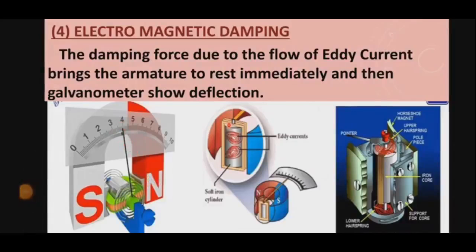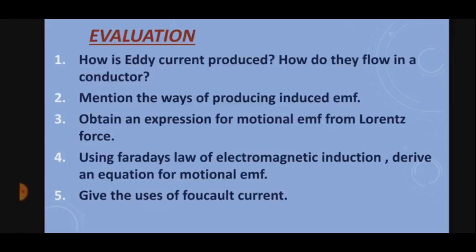Okay students, I hope you understood. Tell me your answers to my questions. How is eddy current produced? How does it flow in a conductor? The second question, mention the ways of producing induced EMF. Third question, obtain an expression for motional EMF from Lorentz force. This is a very important one. Using Faraday's law of electromagnetic induction, derive an equation for motional EMF. And the last question, give the uses of eddy current.